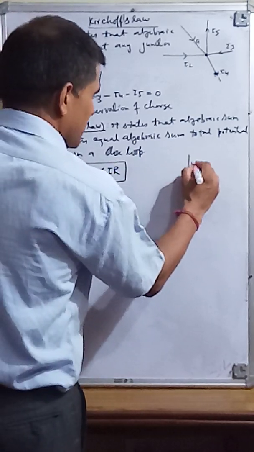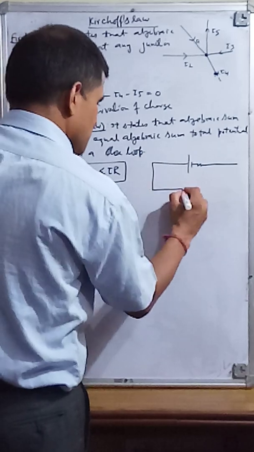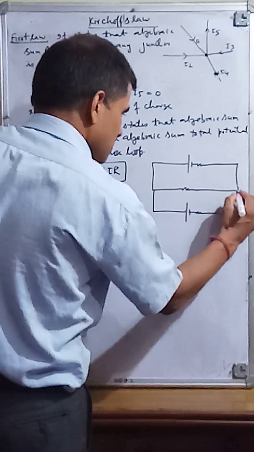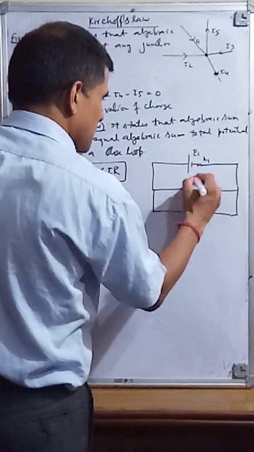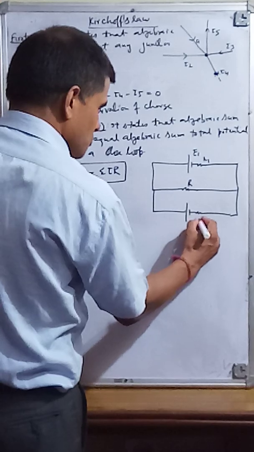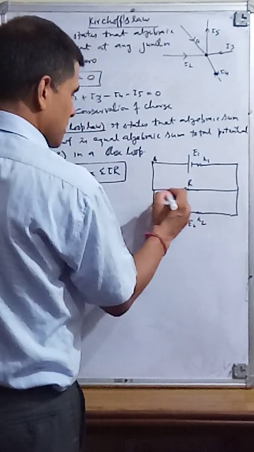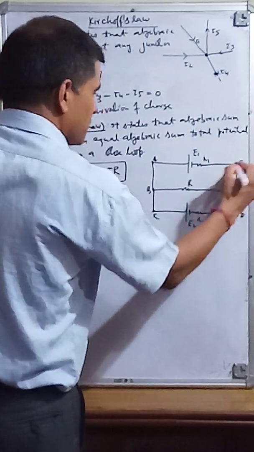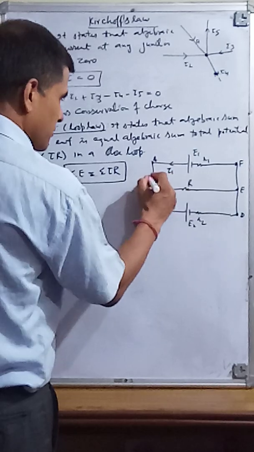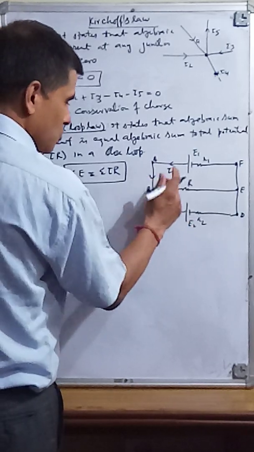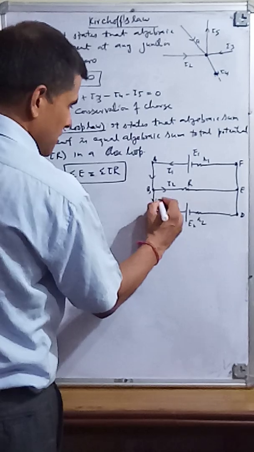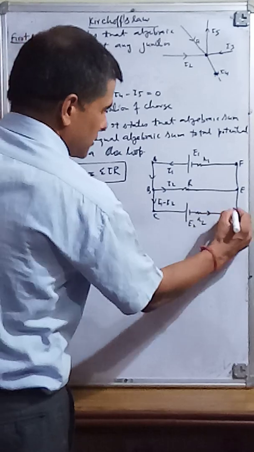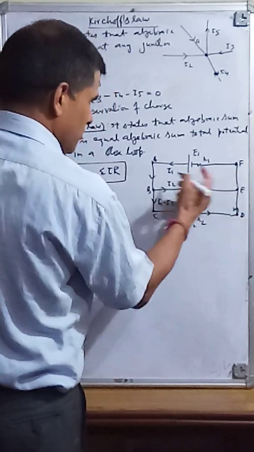So suppose we have one cell, this is another, and this is another cell. Its EMF is E1, this is R1, this is R, this is E2, and this is R2. Here I am taking the points A, B, C, D, E and F. Suppose this current is I1, and a part of it goes here, which is I2, and the remaining current is I1 minus I2. This is I1 coming, I2 will go, and the remaining current here is I1 minus I2, and this is I1.